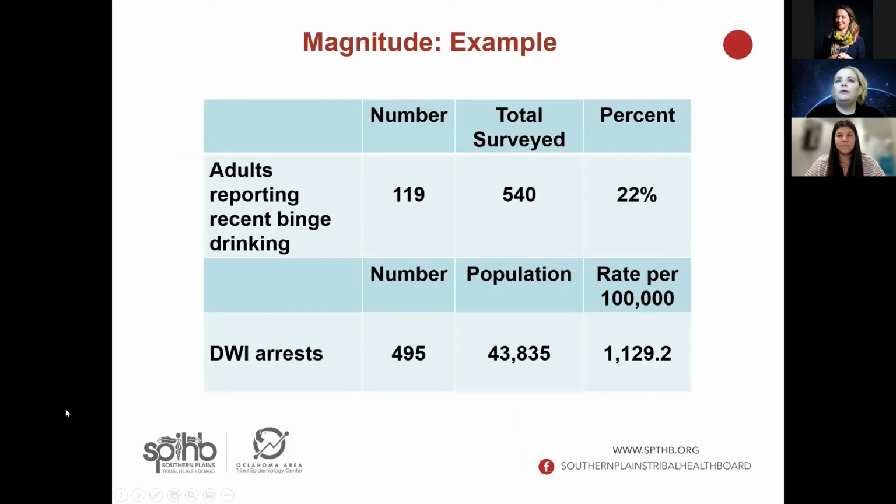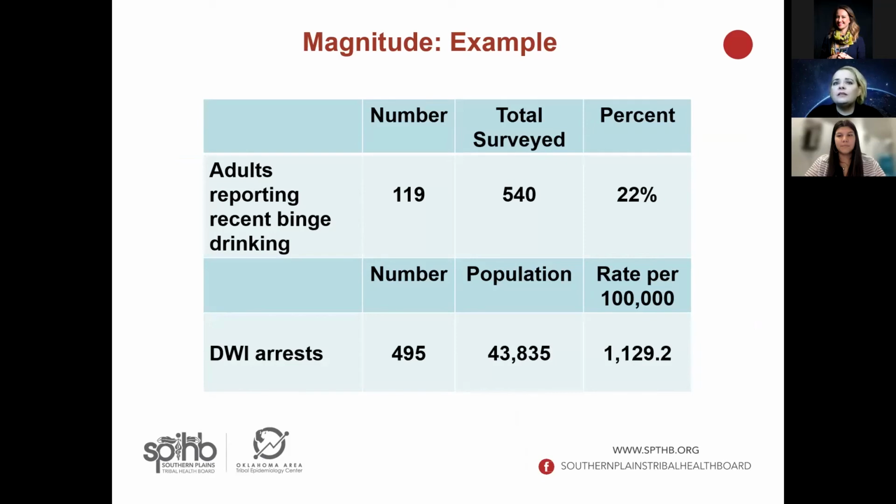So here's another example of magnitude. Say I do a survey and I get 22% of adults reported that they're binge drinking. That's an insight to what's happening in my community. And I can look at that alongside other indicators for alcohol as well. I can also see how it compares to issues like opioid use.